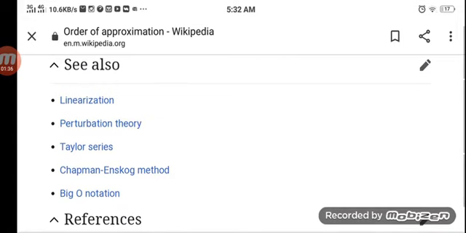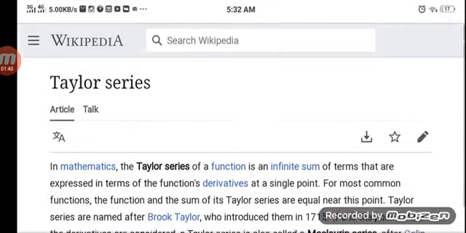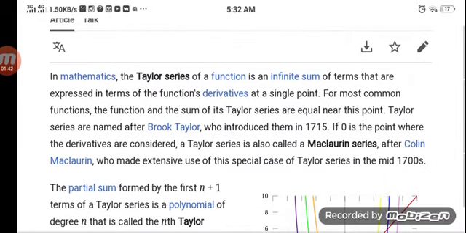references, Taylor series. In mathematics, the Taylor series of a function is an infinite sum of terms that are expressed in terms of the function's derivatives at a single point. For most common functions, the function and the sum of its Taylor series are equal near this point. Taylor series are named after Brook Taylor, who introduced them in 1715.